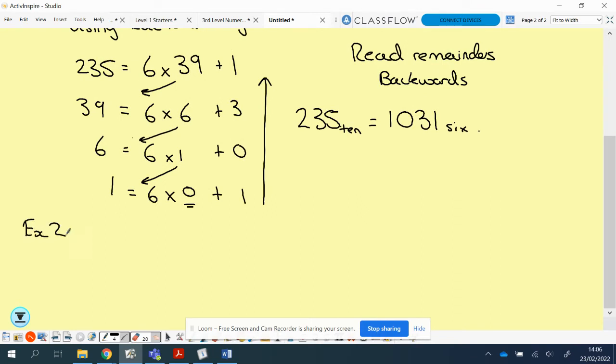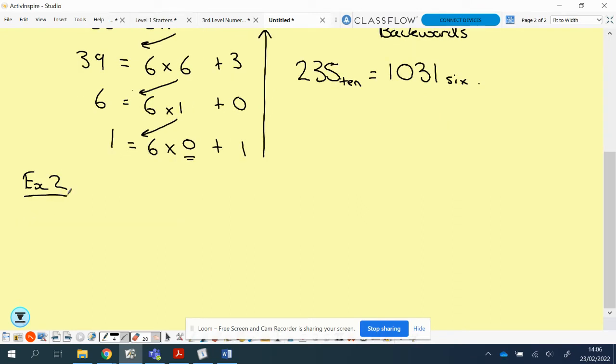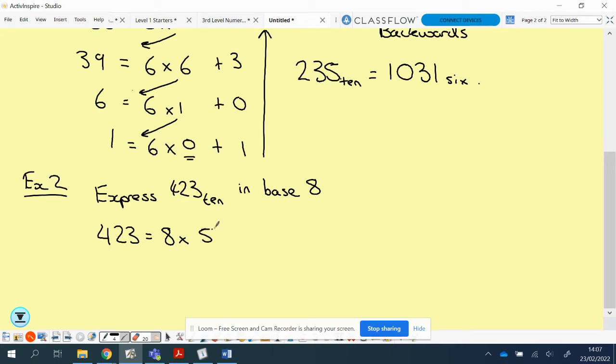So example 2, express 423 in base 10 in base 8. We're going to try and change 423, normal structure base 10, into base 8. Starting off with 423, how many 8s can we fit into 423? It turns out we can fit 52 lots of 8 into 423 with 7 remainder.